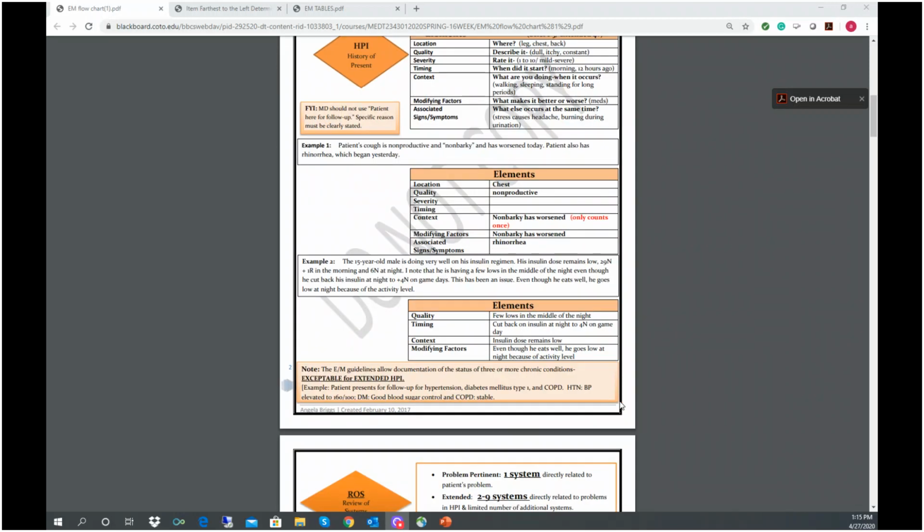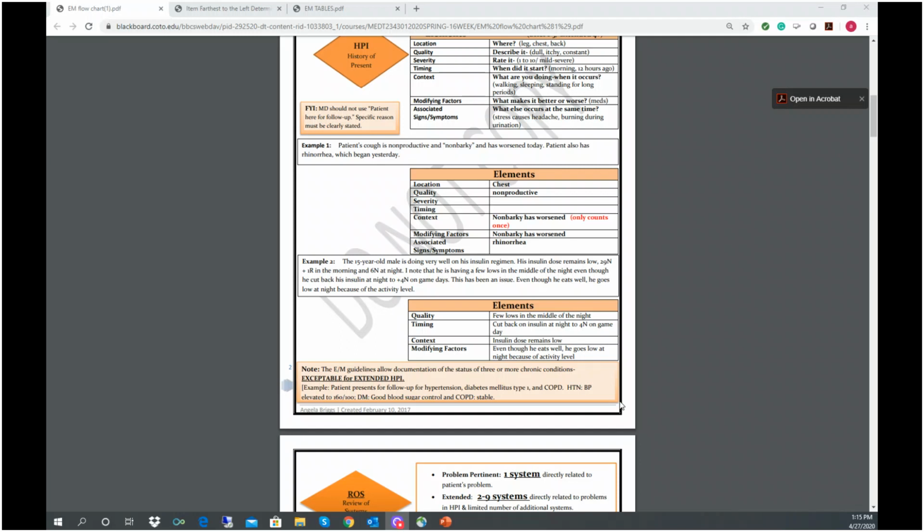Example 2: the 15-year-old male is doing very well on his insulin regimen. His insulin does remain low, 29N plus 1R in the morning and 6N at night. I note that he is having a few lows in the middle of the night, even though he cut back on his insulin at night to positive 4N on game days. This has been an issue. Even though he eats well, he goes low at night because of the activity level.